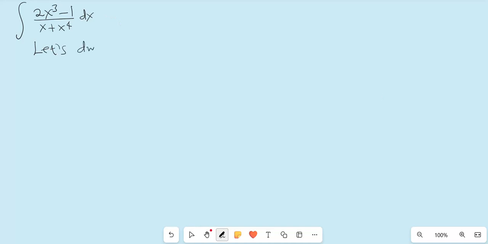Let's divide both numerator and the denominator by x squared.